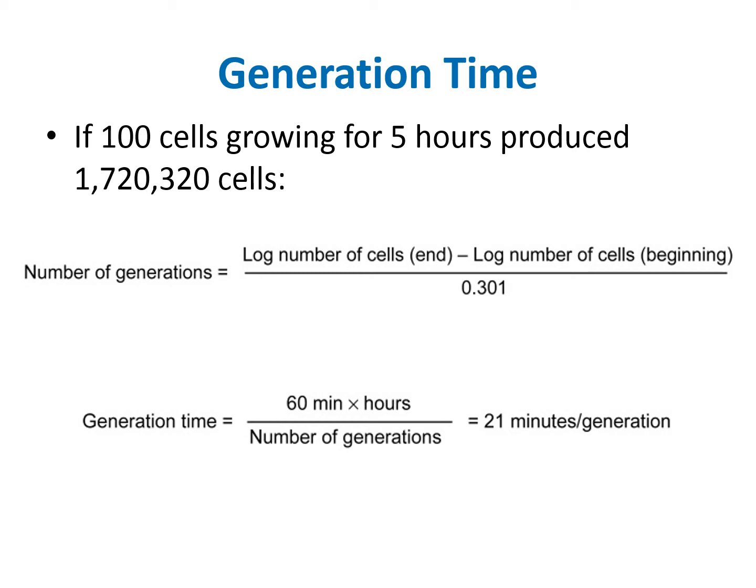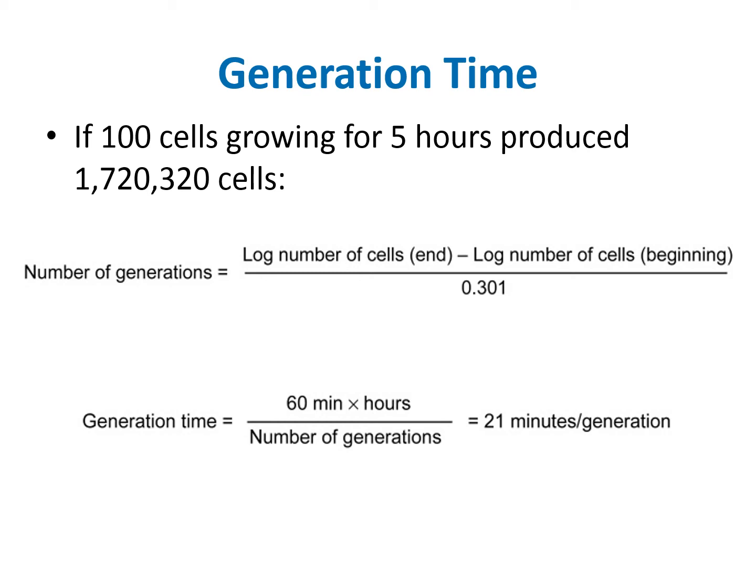If 100 cells are growing for 5 hours and they produce 1,720,320 cells, we can use the equations that you see here to calculate generation time. The first bit of information that we need to know is how many generations there were. Then we can take the time, which is 5 hours, and divide it by the number of generations.